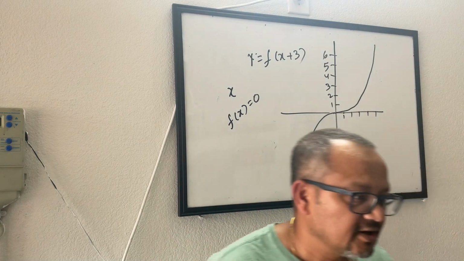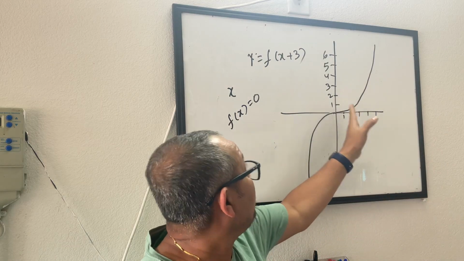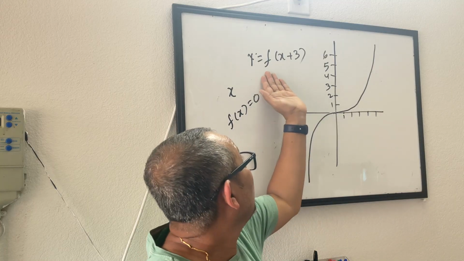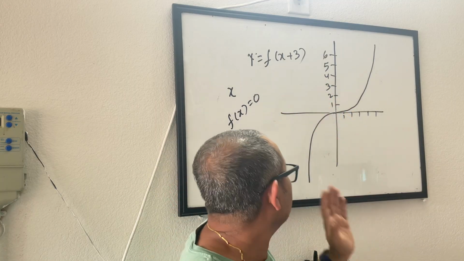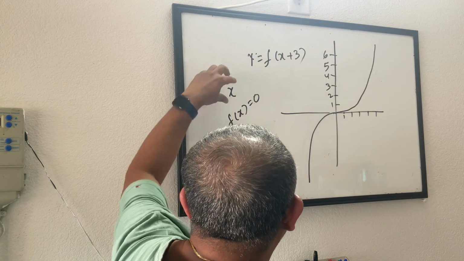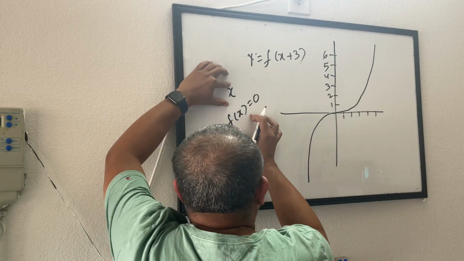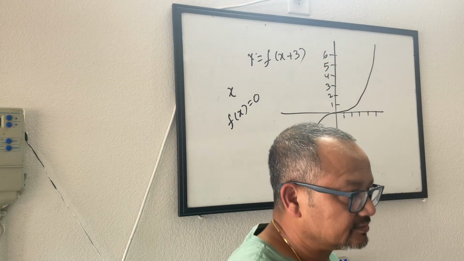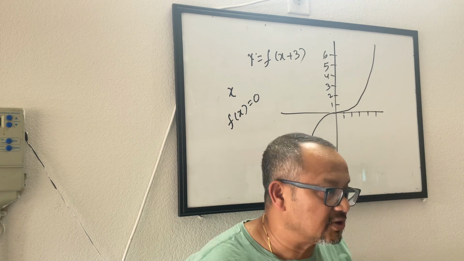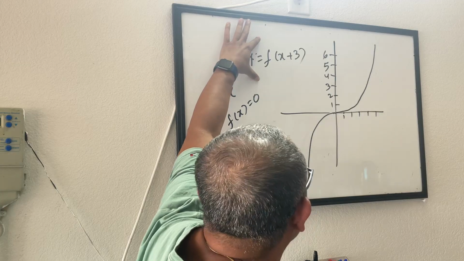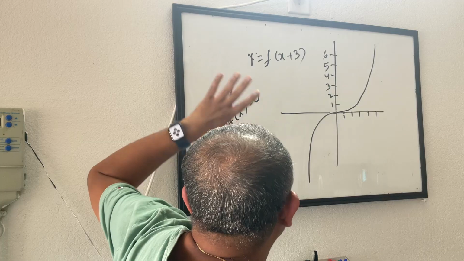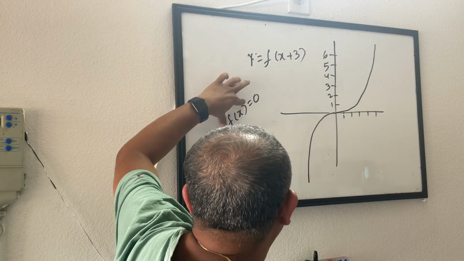So everybody here, this is the graph of y equal to f of x plus 3. It says for what value of x is the f of x equal to 0. This is the first problem, so I'm just giving you guys some clue here. You have been given the graph of f of x plus 3, and it says find out for what value of x, f of x will be equal to 0.